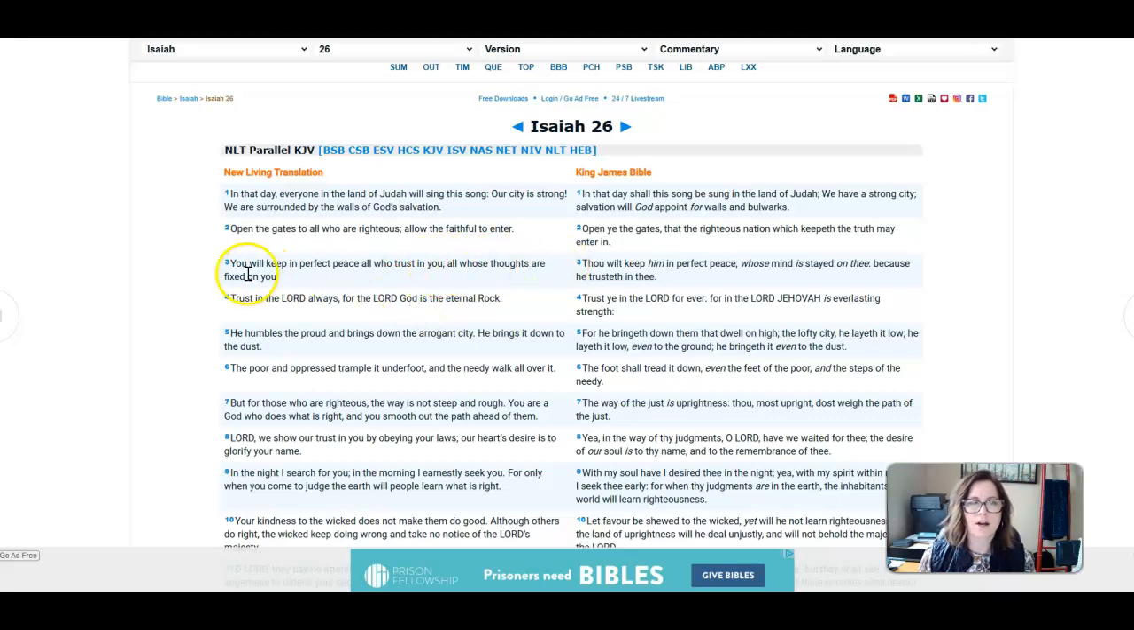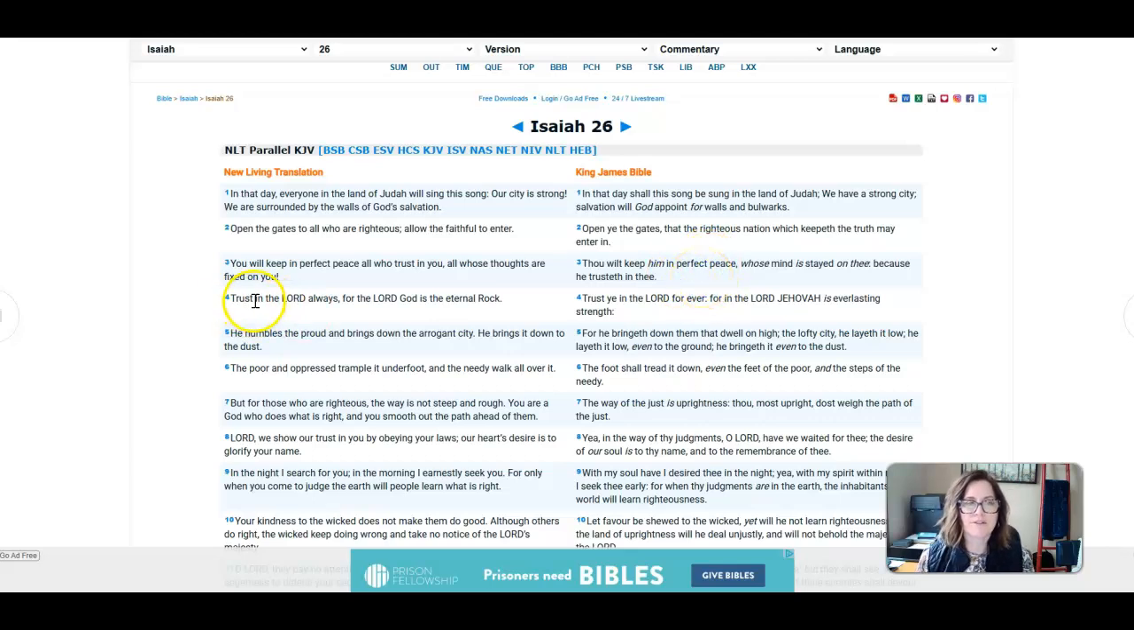All whose thoughts are fixed on you. Okay, that makes more sense to a youth than whose mind is stayed on thee. So the King James Version is a little bit tricky to understand when we use that phrase stayed on thee, but the phrase fixed on you is much easier to understand. So we can look at the New Living Translation, get the understanding of that, and then we can come back to King James Version, say, okay, I get what that's talking about.